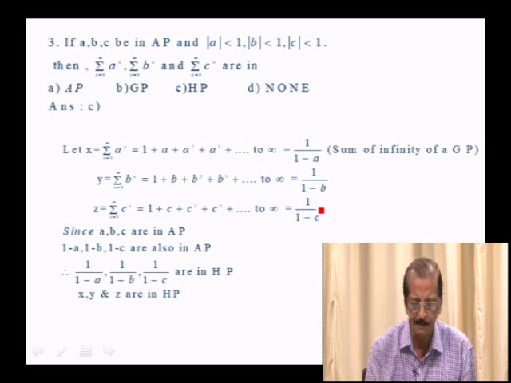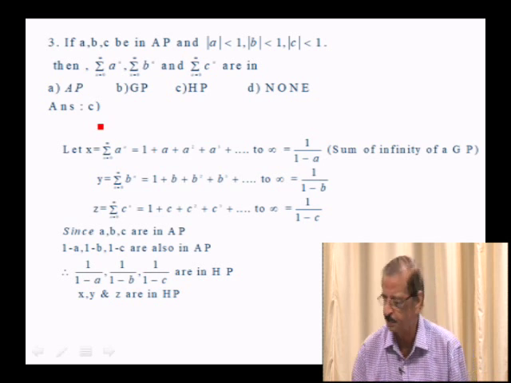But you know that A, B, C are in AP, therefore 1 minus A, 1 minus B, 1 minus C are also in AP, because adding or multiplying will not disturb the AP. So, 1 over 1 minus A, 1 over 1 minus B, 1 over 1 minus C, if you take the reciprocals, they are in HP. But these are nothing but x, y, z here, therefore, x, y and z are in HP. So, the answer is C, they are in HP.